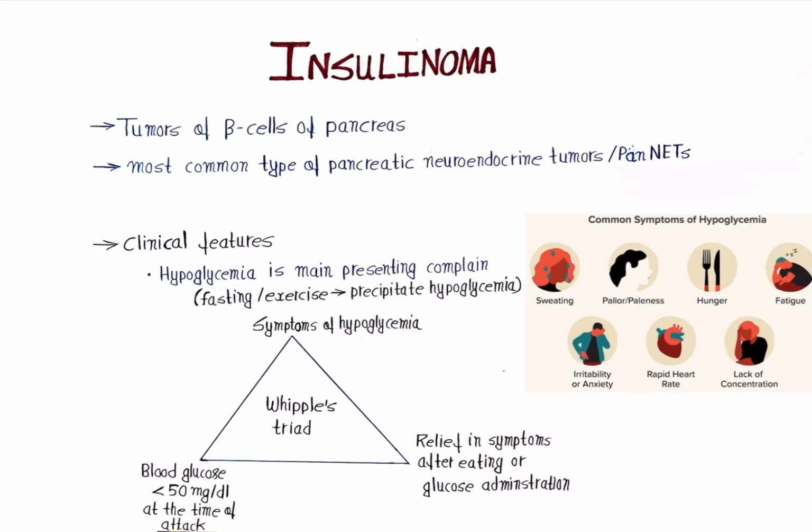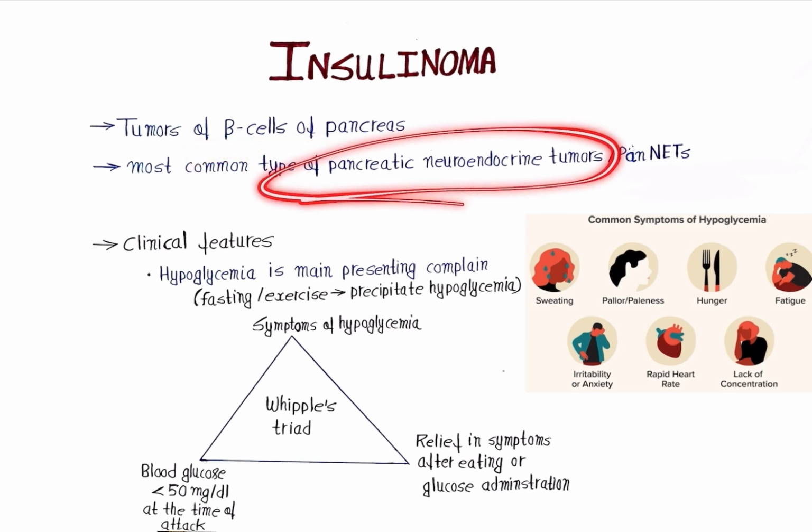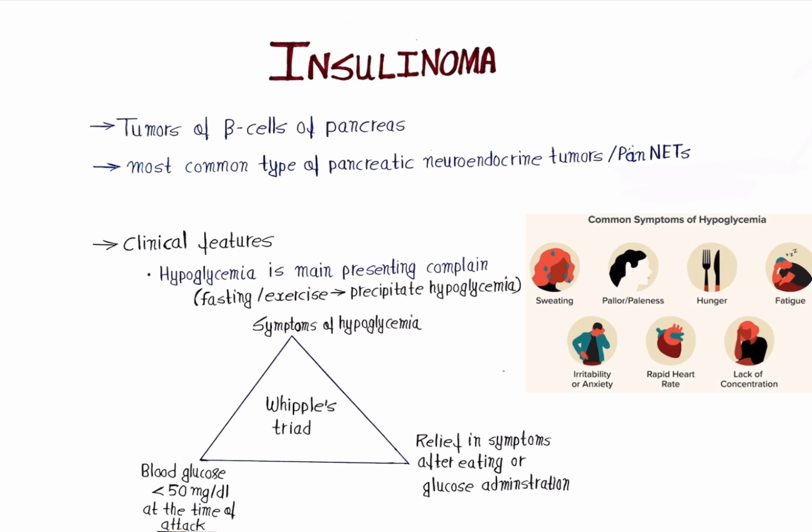Now let's start our discussion of insulinoma. So basically, insulinoma is a tumor of beta cells of the pancreatic islets, and it is the most common type of pancreatic neuroendocrine tumor or PanNET. So basically what happens in insulinoma is there is excessive production of insulin. Talking about the clinical features, the main presenting complaint of the patient will be hypoglycemia, and the attacks of hypoglycemia will be precipitated as a result of fasting or exercise.